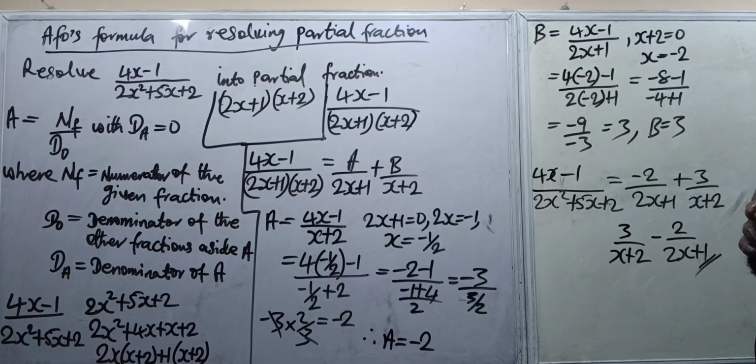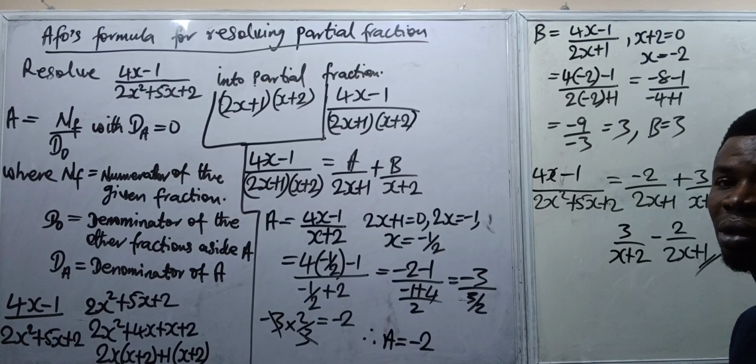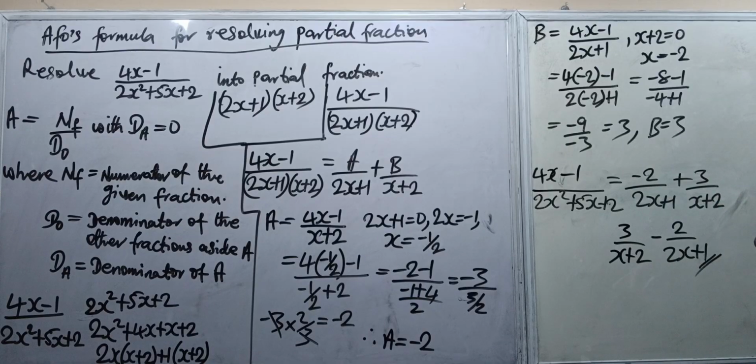So notice that this method, AFO'S formula, is very fast and easy compared to other methods of solving partial fractions, where you need to get two linear equations and then solve using either the substitution method or the elimination method, where you can get these A's and B.